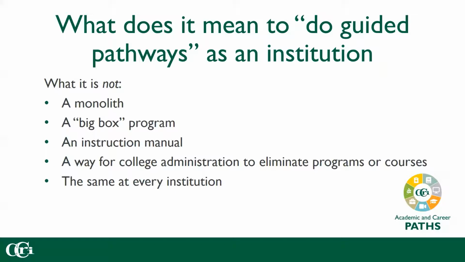It's not an instruction manual. There's not a checklist of things that we do first, second, and third, and then we have Guided Pathways. It is not a way for college administration to eliminate programs or courses, though sometimes changes to programs and courses happen at the same time or because of data found during pathways implementation. And as I said previously, it's not the same at every institution. The design principles and the ways to look at your programs and courses are the same, but what comes out of that investigation and what comes out of that data is very different at every institution.